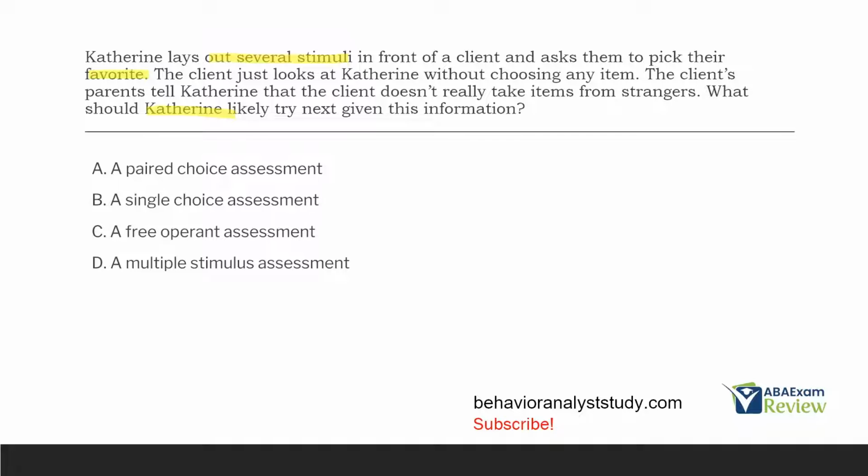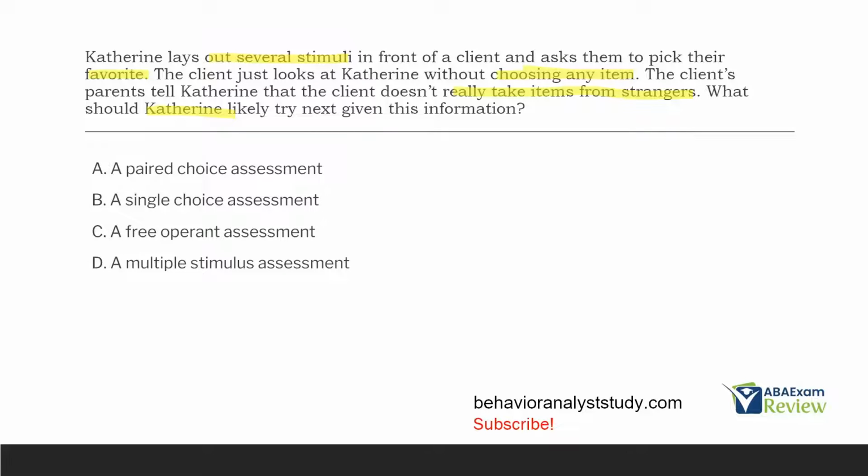So we're running a multiple stimulus, but it isn't working, right? Because the client isn't choosing items, which sometimes isn't unusual in preference assessments, especially if you work with children with autism who might not take items. And then specifically this child, the parent says, well, they don't take items from strangers. So all these things are working against us given this arrangement. So knowing this information, what is Catherine going to try next?